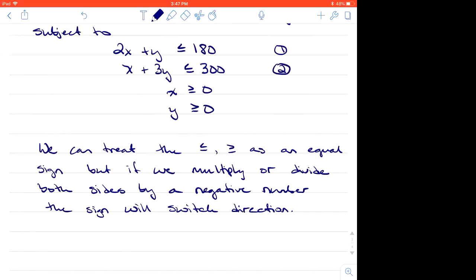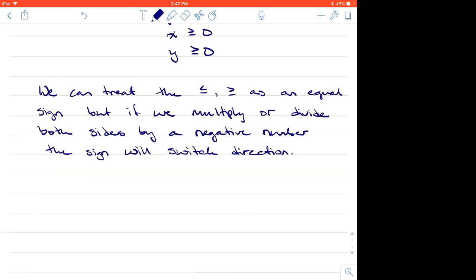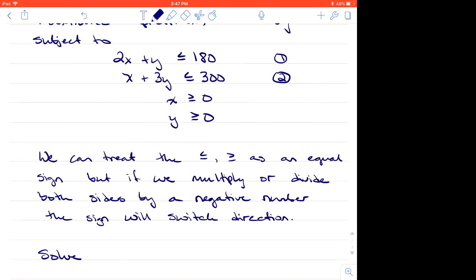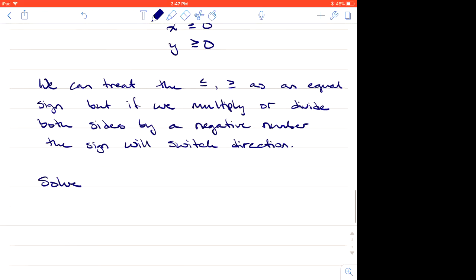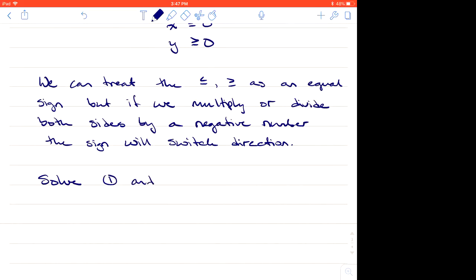Because step 1, remember, is to draw the restrictions on a graph. So we have to draw these two restrictions on our graph. I like to start by solving each of these for y, getting them into the form of y equals mx plus b. So solve 1 and 2 for y.